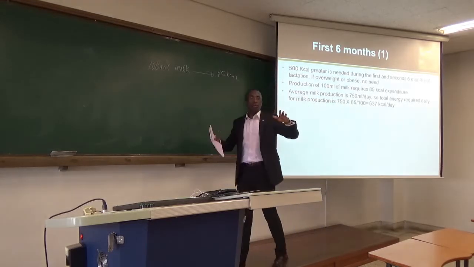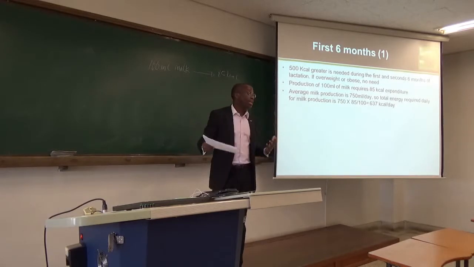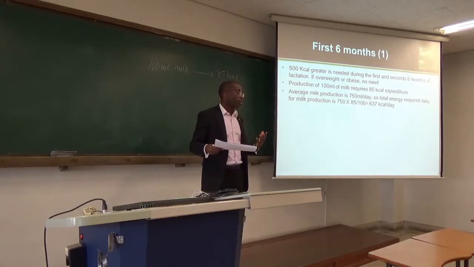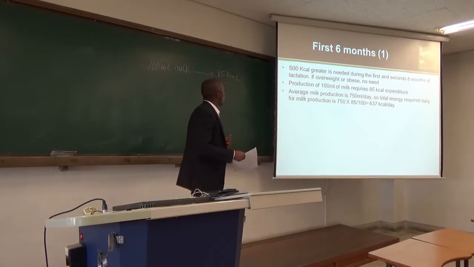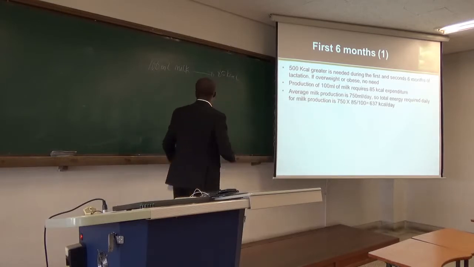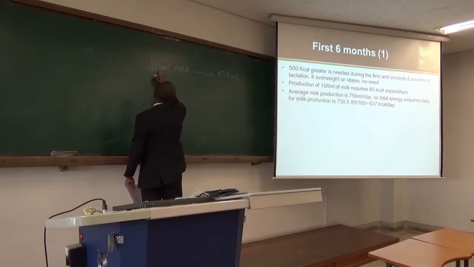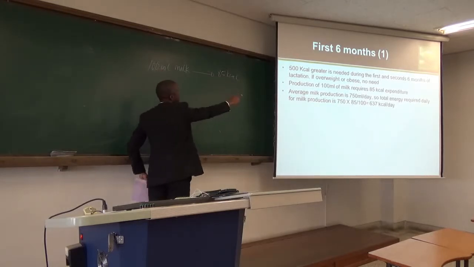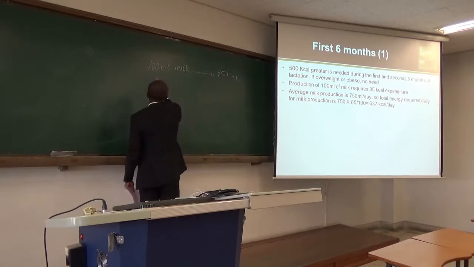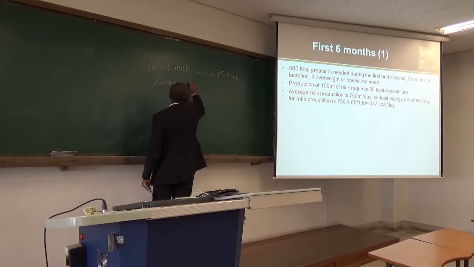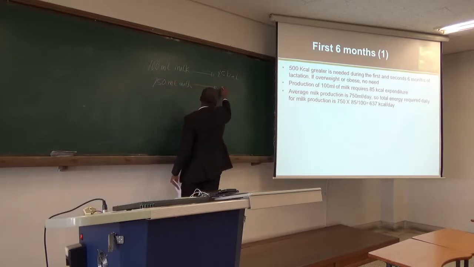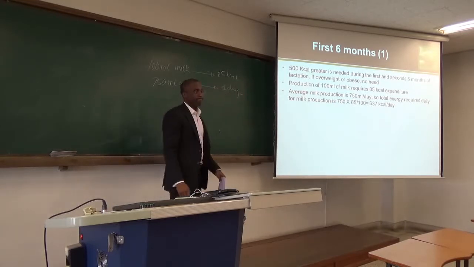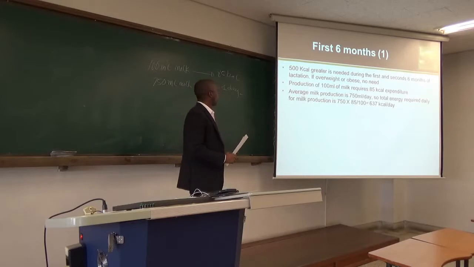Okay, let's say average. How much milk is she going to be making every day? You follow? All right. So what does it mean? We have here 100 milliliters of milk, 85 kilocalories that we're using. But in this case, what do I have? Let's say I have 700 what? Milliliters of milk. This is for 1 day.